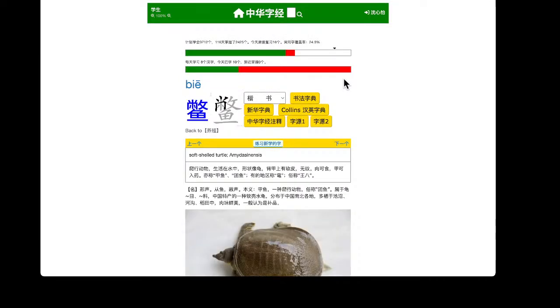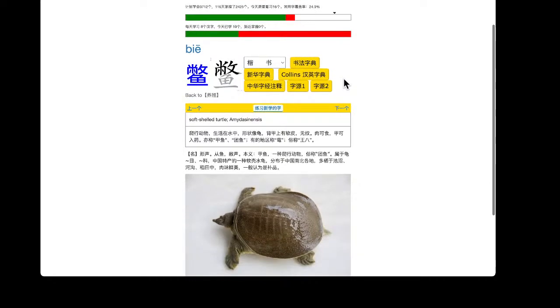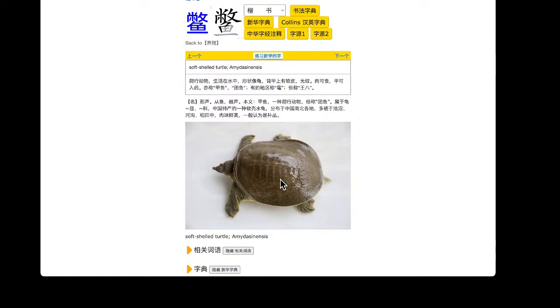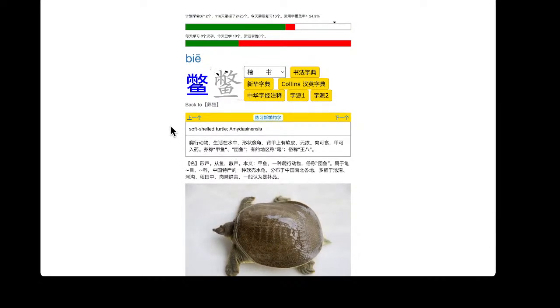Bie, like I said, they're also called 甲鱼 or 团鱼, despite not really being fish. They're also called 王八. There's these little guys, soft-shelled turtles that swim in the sea. You'll see on the bottom half of this character is yu, and on the top half is bi, which is for the sound.